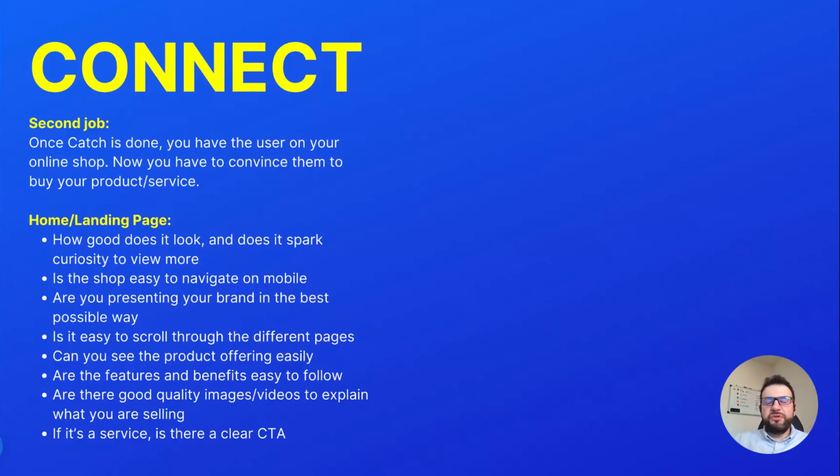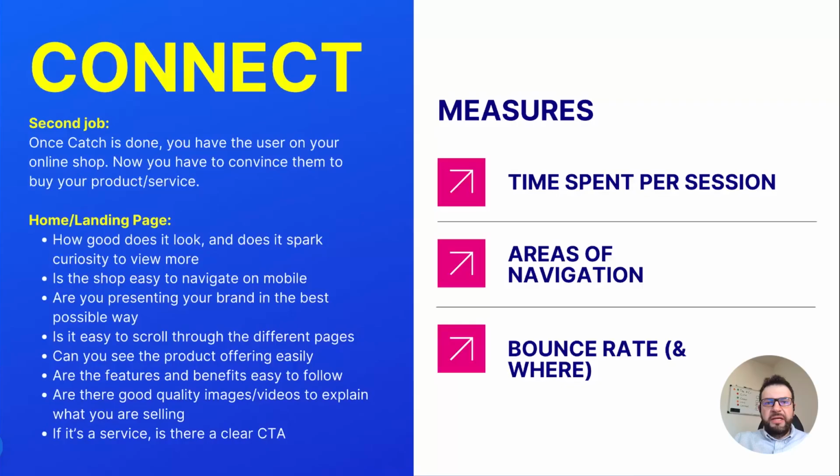If we move on, how we measure this is we want to see the time that people are spending. The more time they spend, the more engaged they are with your brand or your shop. Where are they navigating? Are they spending time on the homepage and then they bounce? Are they on the product page? Are they on the cart page? Where's the bounce rate and where is it happening?